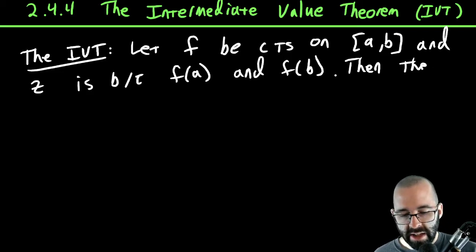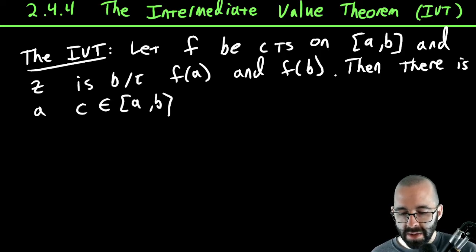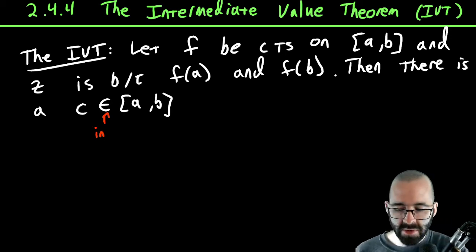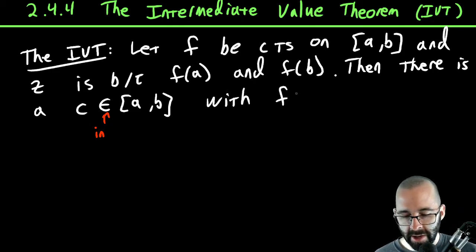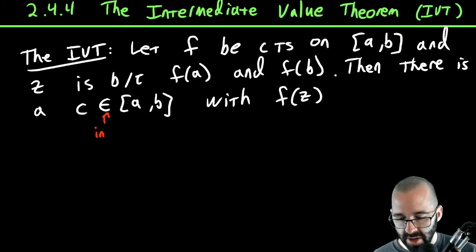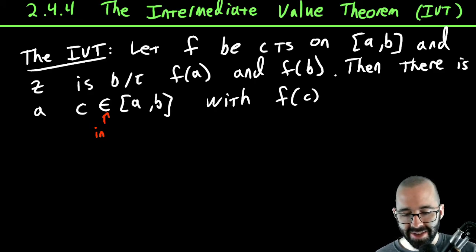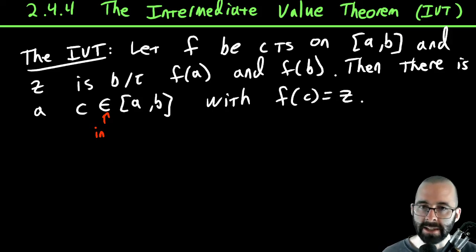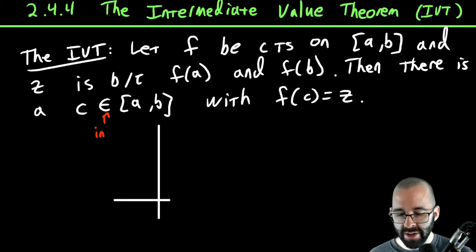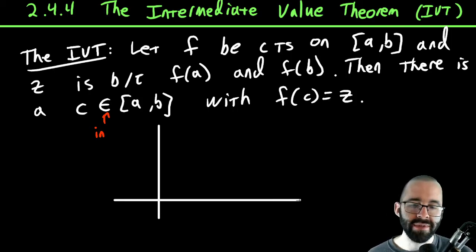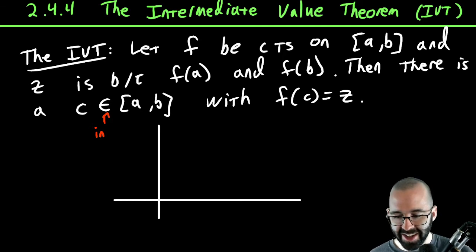Then there is a c that's in the interval between a and b. Remember, this right here means in. So c is in the interval. C is some number in that interval, some number between a and b, with the function value at z. Sorry, the function value at c, they even sound the same, equals z. So let's interpret this, because this is a lot of words. It means a lot of things, but conceptually, intermediate value theorem is not that complicated. Well, maybe my opinion doesn't count on that.